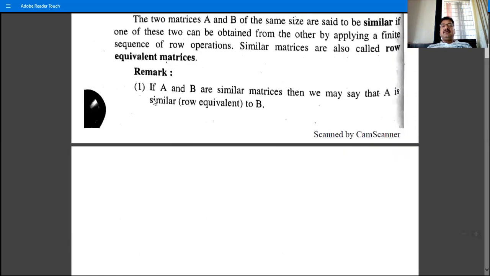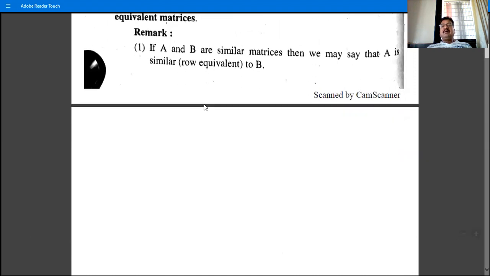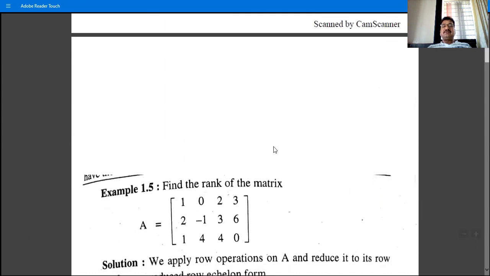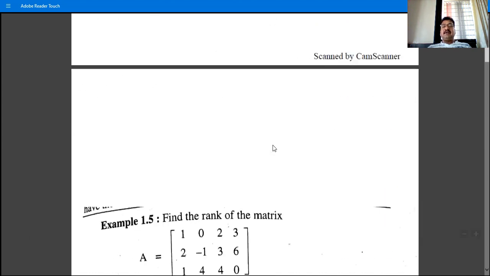If A and B are similar matrices, then we say that A is similar to B, or A is row equivalent to B. If S is the set of all matrices of the same size, and the relation is defined as A is related to B if A is similar to B, then this relation is an equivalence relation on the set S. That is, this relation is reflexive, symmetric, and transitive.